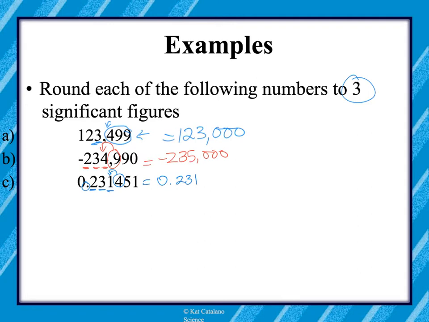Remember to be very careful when you have a decimal. You cannot add zeros after that because those are going to be considered significant. So make sure when you're working with decimals, you don't add in those extra zeros that you rounded off of your number.